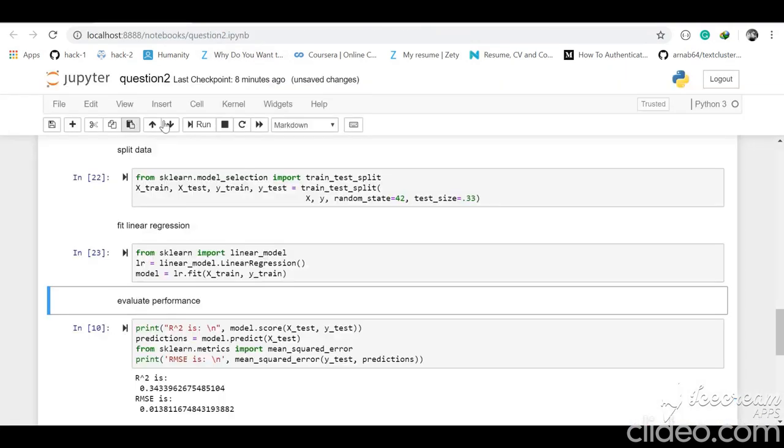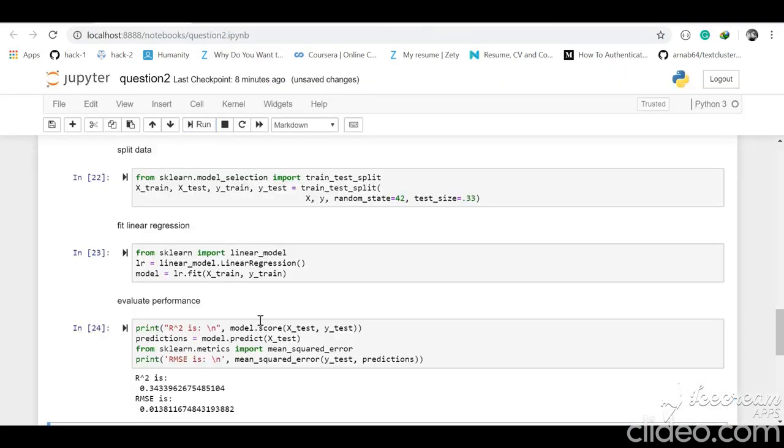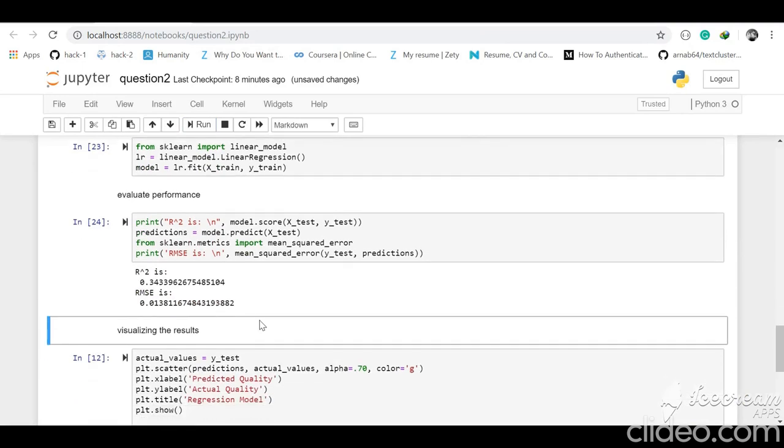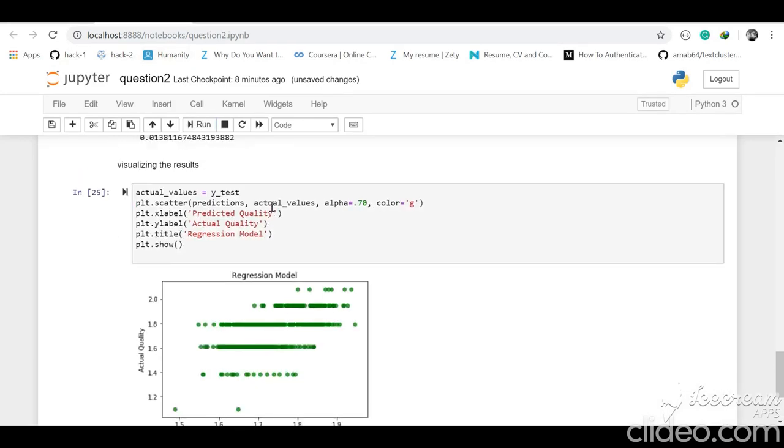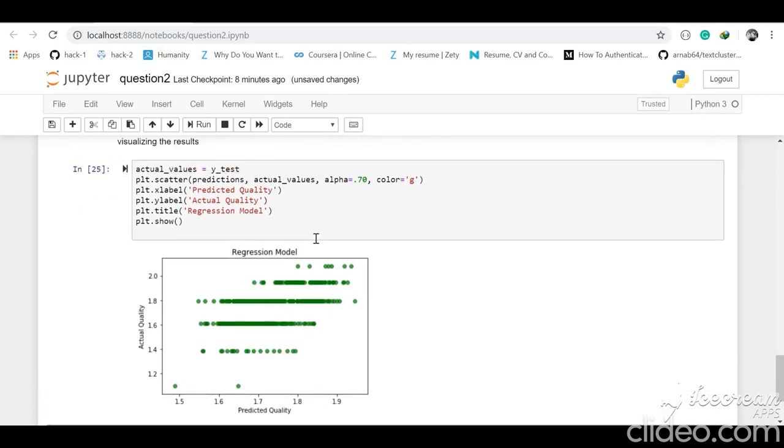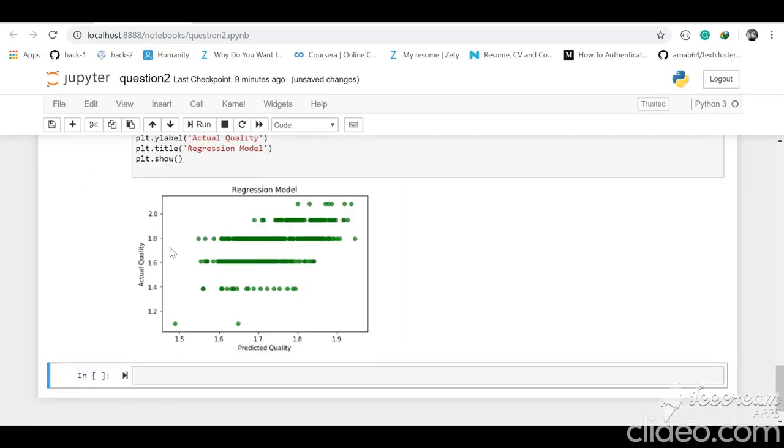And to calculate the performance, we have seen that we got a 34% R squared value and 0.01 RMSE, the root mean square error. Next, if we plot the graph between the predicted quality and the actual quality, we could get a graph like this. It shows how accurate our regression model is. And that's the end of ICP-5. Thank you.